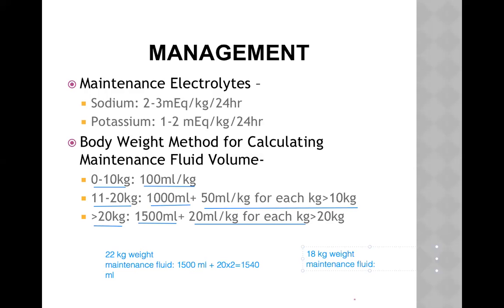Okay, this is a very important one in today's class. I will mainly focus on this type of problem. Now see here how they reach the 1400 ml. For the first 10 kg, already 1000 ml fluid is required. Now only 8 kg is left behind, and till 20 kg I will give 50 ml per kg. That means I need to multiply this 50 by 8. So definitely it will be 1400 ml.